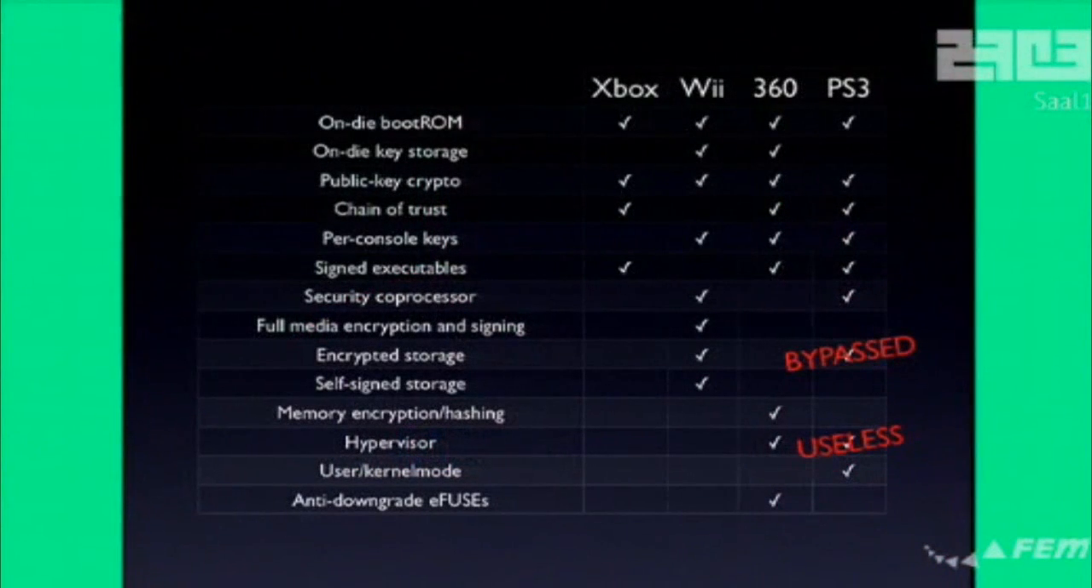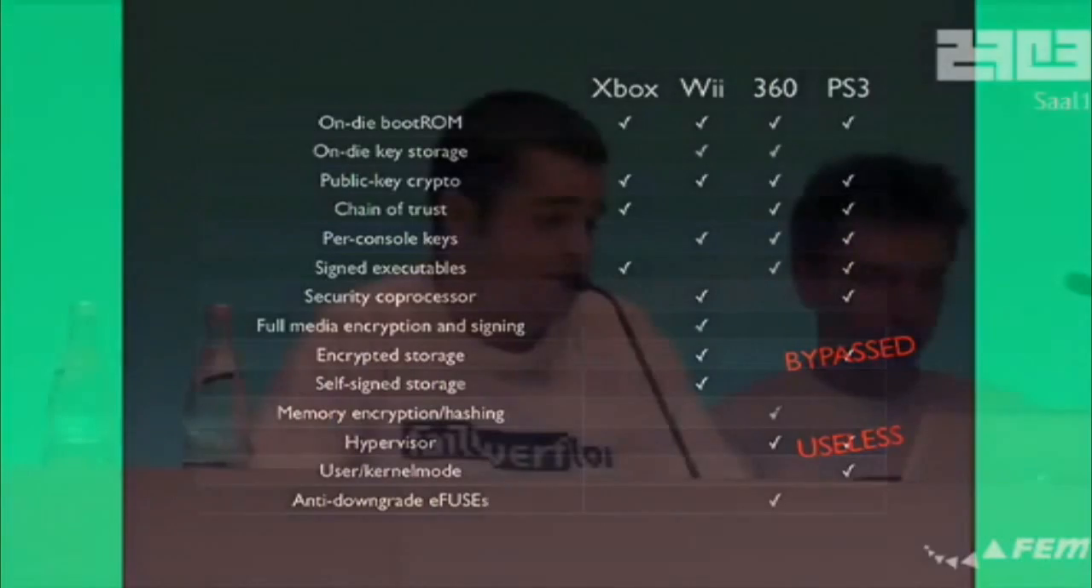So let's go back to our overview of the security features. Obviously, the hypervisor is basically useless because it doesn't prevent you from copying games, so what on earth is it doing? And it's not preventing you from running your own code either, because you can just use an exploit. And signed executables are also pretty useless because the hypervisor does not enforce them to be signed to be loaded into memory. You can just ask it for some executable pages, and it just does that.